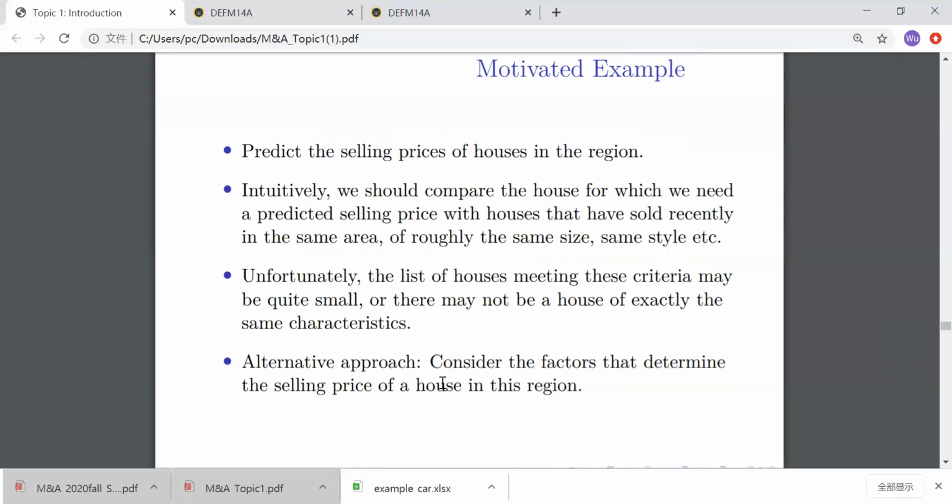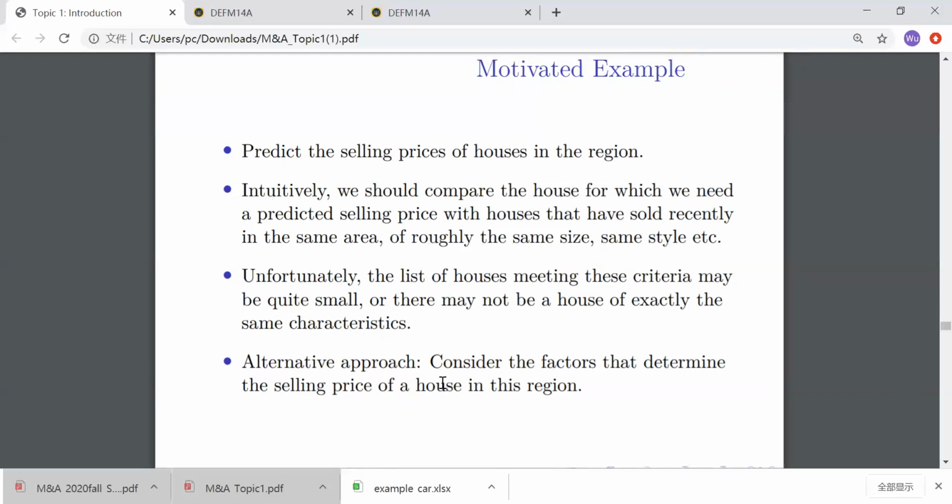So one motivation is that suppose you want to predict the selling prices of houses in a region, right? Intuitively, to predict the selling price of the houses for which we need a predicted selling price, we need to compare them with houses whose prices we know. Of course, we also know they are in the same area. We know that they are similarly large, have the same housing style, and their location is similar, right? Only when we have that information can we predict the selling price of the houses.